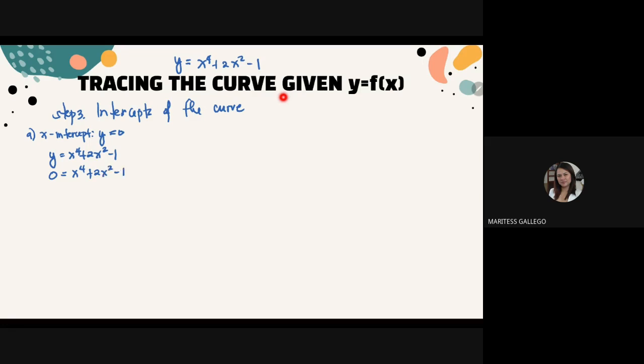So, you may use synthetic division, kung na-encounter nyo, just for you to find the values of x that will make this 0. Or you can just use factoring, and then the quadratic formula. So, yun naman yung na-discuss natin. So, let's try the factoring. So, paano yung factoring or quadratic formula? Okay, mag-quadratic na lang tayo.